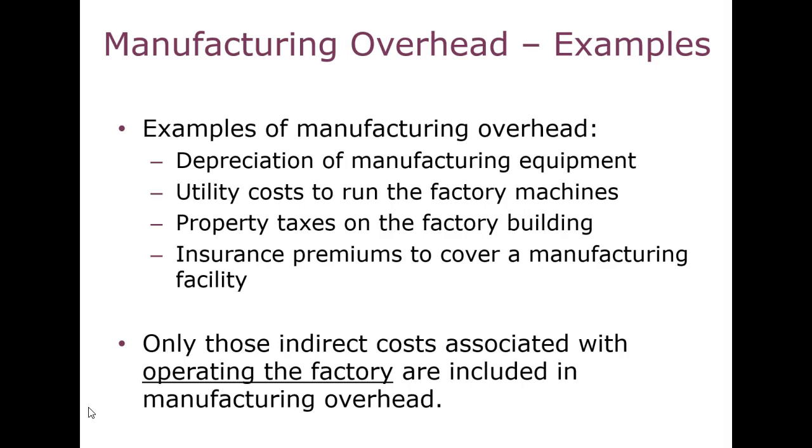Other examples of manufacturing overhead include depreciation of manufacturing equipment, utility cost to run the factory machines, property taxes on the factory building, insurance premiums to cover a manufacturing facility. So only those indirect costs associated with operating the factory are included in the manufacturing overhead area.